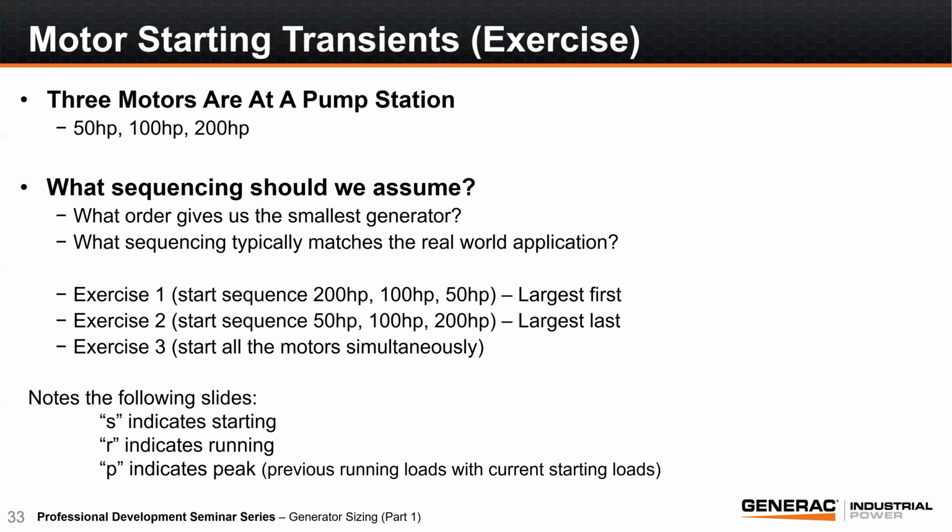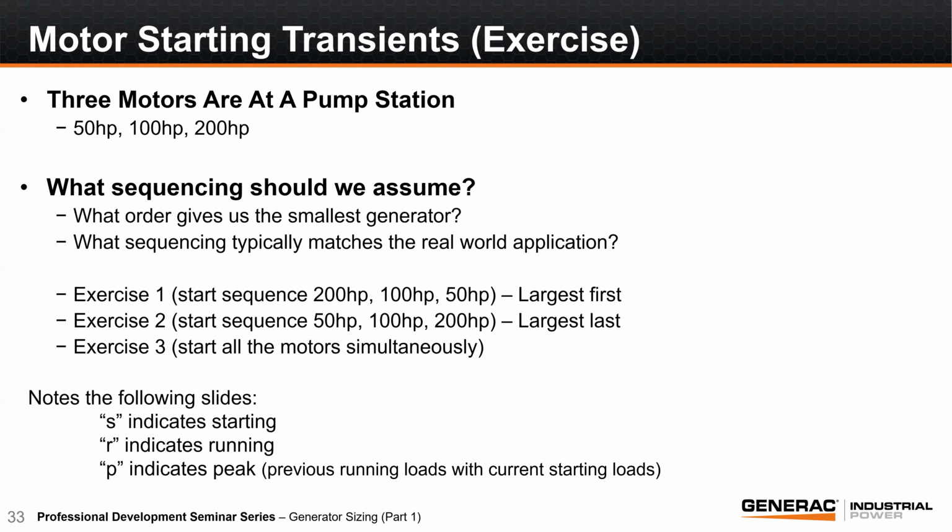Given the rules of thumb that we just talked about, let's go over a couple of exercises, okay? We're going to talk about a pump station project where there are 3 pumps: a 50 horsepower, a 100 horsepower, and a 200 horsepower motor. We're going to see through several scenarios which gives us the smallest generator, and which scenario is going to give us the most likely real world situation, and see what size generator that produces.